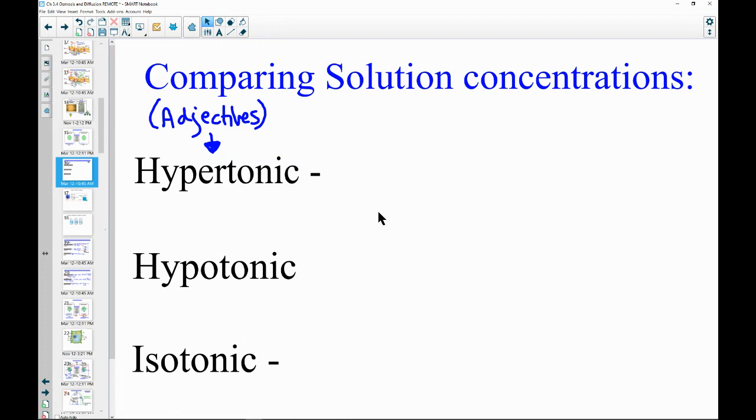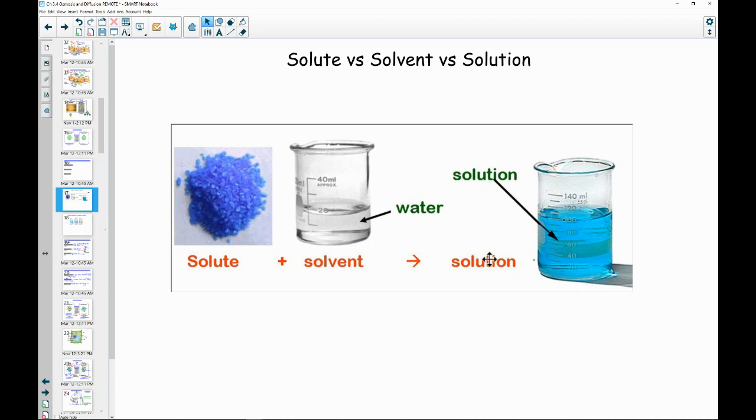So to begin with, vocab. It always comes down to the vocab. And we introduced these words as we were doing our egg observations. We said that the syrup was hypertonic and that the water was hypotonic. And here's a new word we haven't used yet, isotonic. Before we talk a little bit about these, we're going to talk about solute, solvent, and solution.